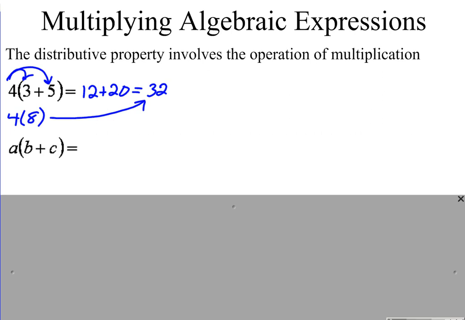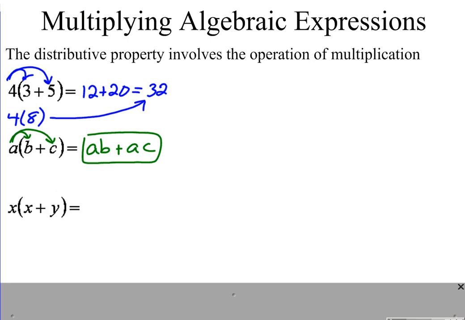When it is variables, now you need to use the distributive property. I'm going to take A, I'm going to distribute it through to both of these two terms. A times B is AB, A times C is AC, no like terms, so we cannot go any further. Take X here, distribute it through, X times X, and X times Y. X times X is X squared, X times Y is XY, no like terms, cannot simplify any further.